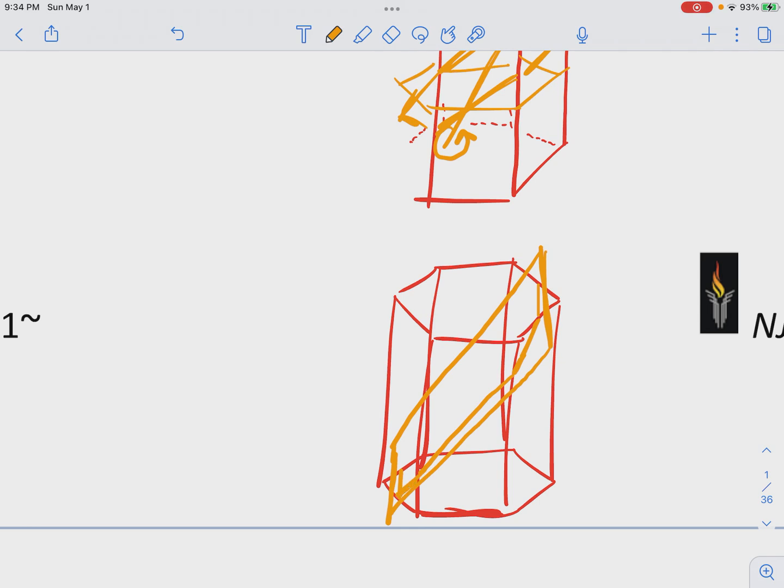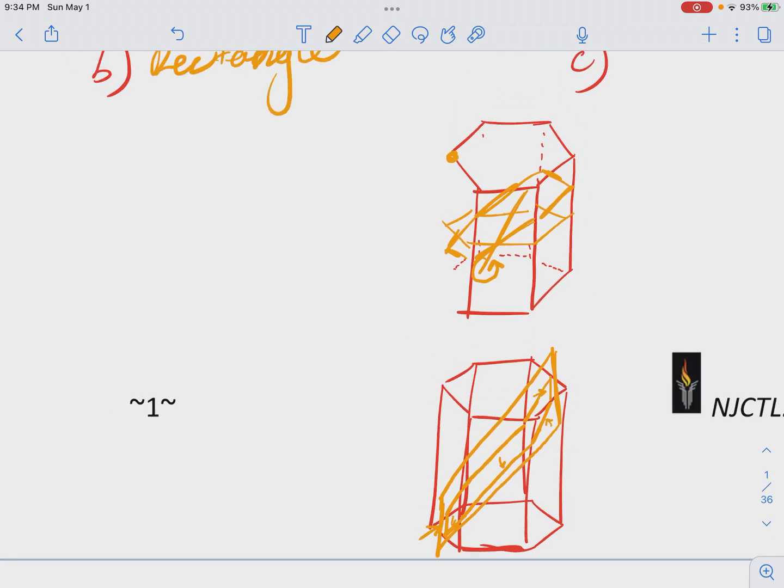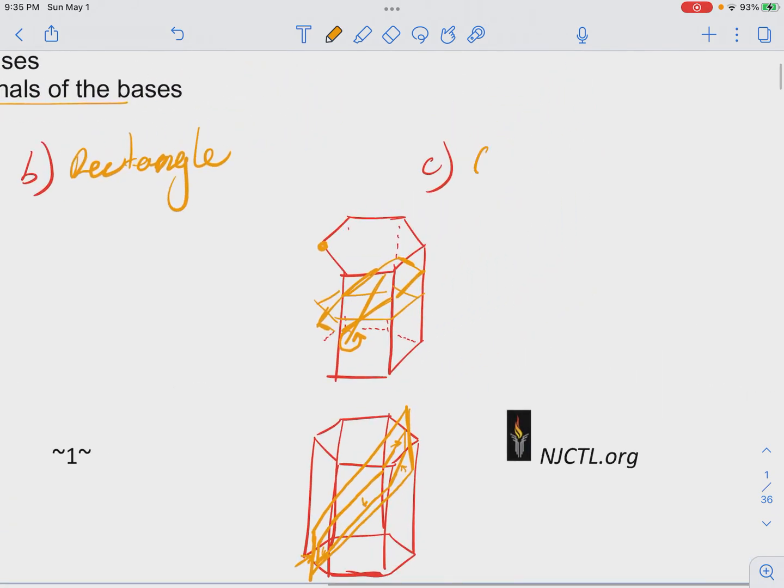So that's already 1, 2, 3, 4 edges. This is the 5th edge. Now we have a 6th edge. We have edge number 7 and edge number 8 coming from here, which means if we have 8 edges, that would give us an octagon as our cross-section. Octagon, if I can spell correctly.